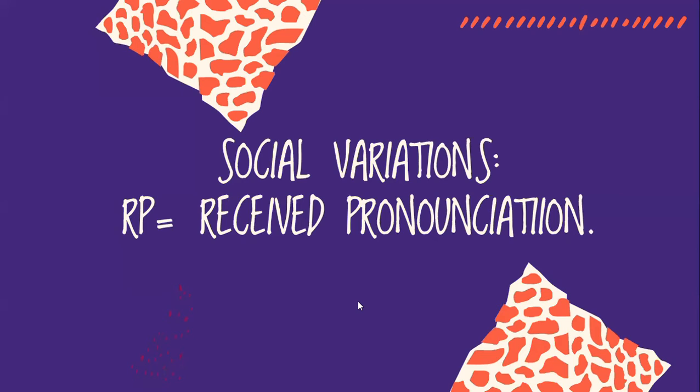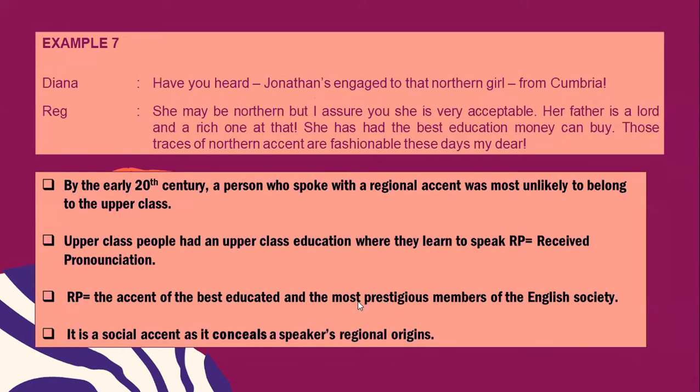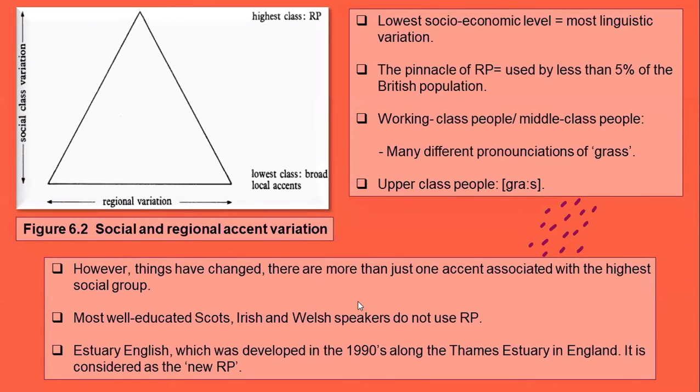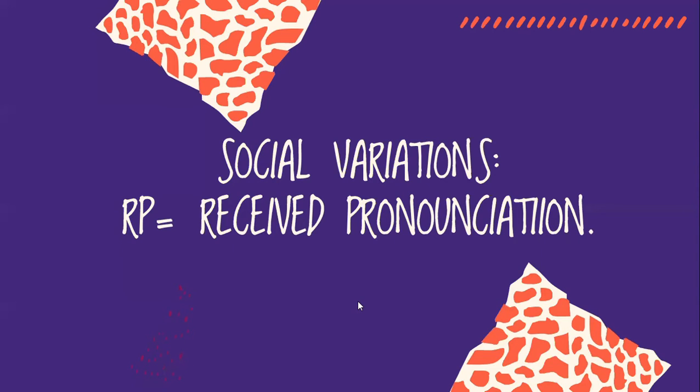Continue. So we move on to social variations, which is RP or received pronunciation. Wait. Just now we were looking at regional variations, right? It means where you stay. What is the difference between regional and social variations?